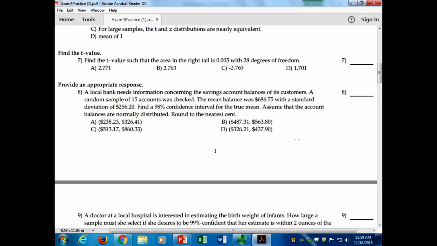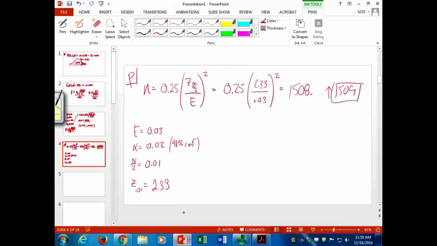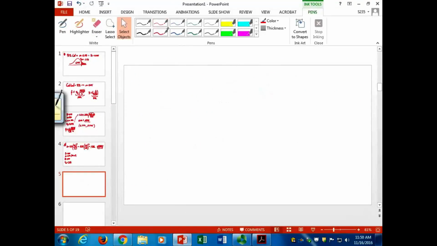Now we're moving on to the point where we're talking about sample means rather than proportions. The problem is that we can't do z intervals, so we have to substitute t intervals, which means now we need to use our t table rather than our z table. So we're looking for a t-value with 0.005 to the right with 28 degrees of freedom.